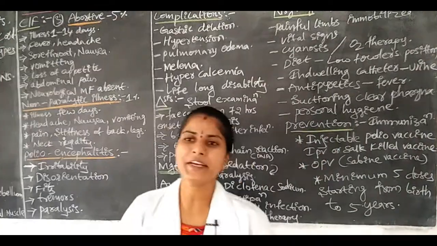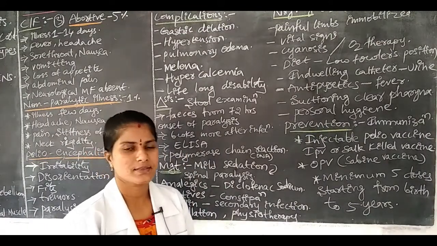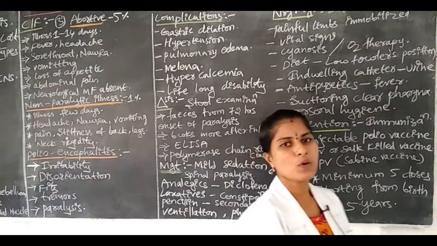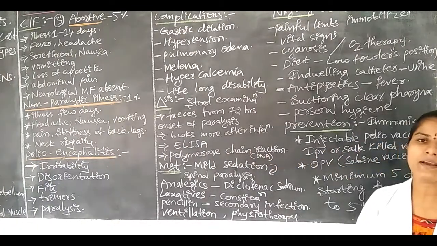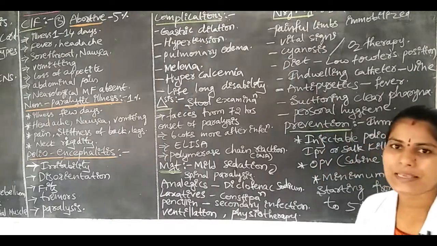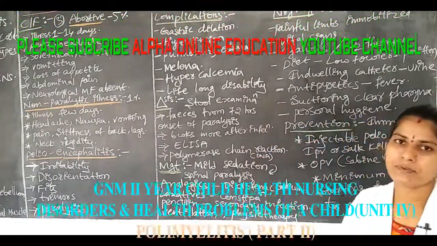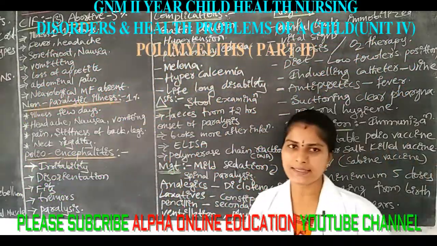Here we have to identify the DNA of the polio virus. Okay, whether the polio virus DNA is actually there in the human body or not will be identified by doing the PCR. Okay, this is regarding diagnostic procedures for poliomyelitis.